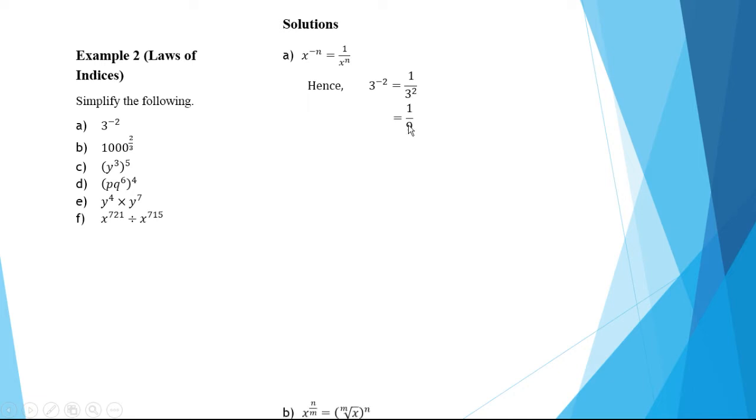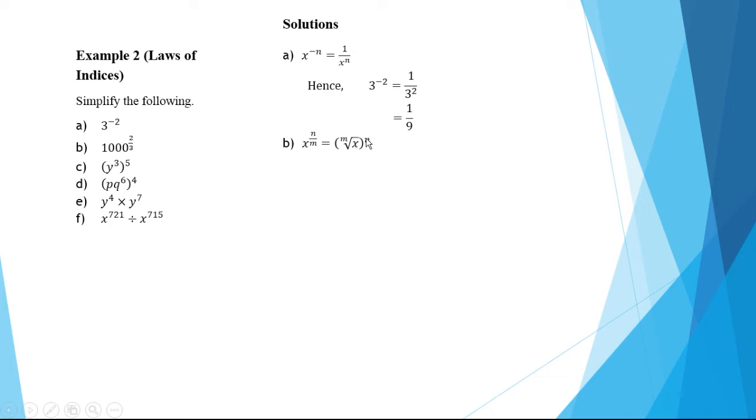The second one, we want to solve 1000 to the power 2 over 3. This is what we call the law of fractional indices. So if we've got x raised to a fractional index, n over m, this is as good as saying the mth root of x raised to the power n.